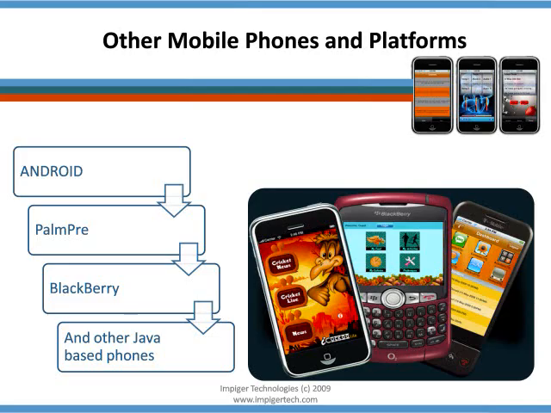So we do a lot of Android, Palm Pre, BlackBerry, and other Java-based phones as well. So we get a requirement, and we port it to different platforms, different mobile phones. It starts with an iPhone application and then goes to all the different phones because of the success, and vice versa too. It starts as a BlackBerry application and then we port it for iPhone.